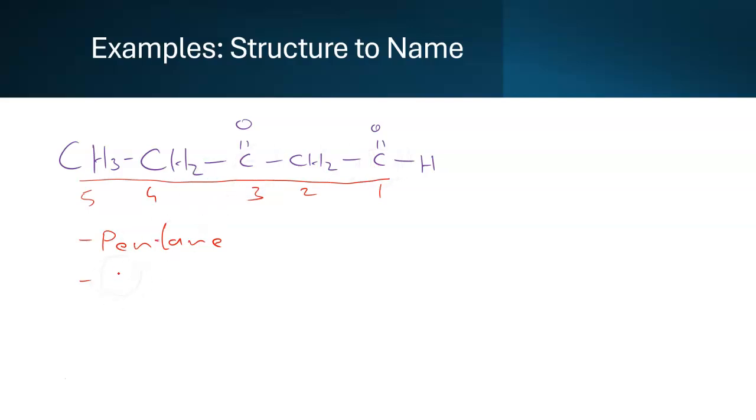So ketone, in the prefix, is called oxo. So this is the prefix of a ketone. In the prefix, it is called oxo. Now the next is aldehyde. Aldehyde, in the suffix, is called al.